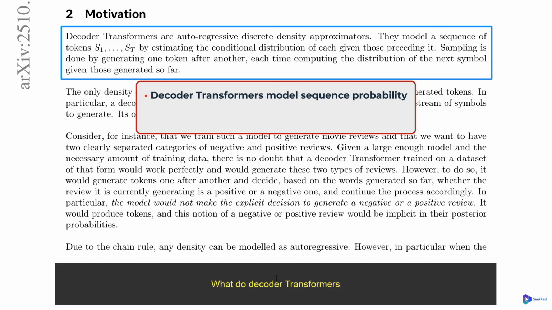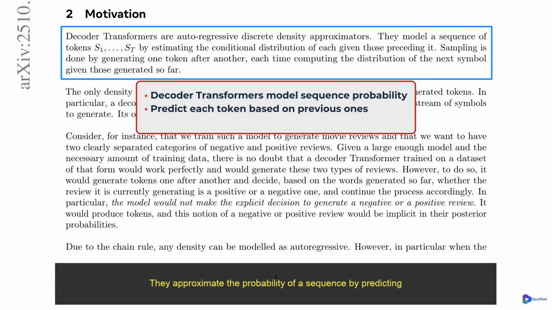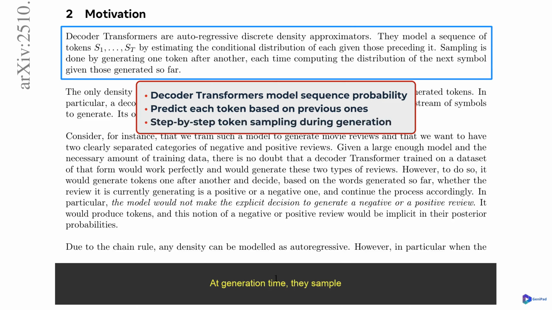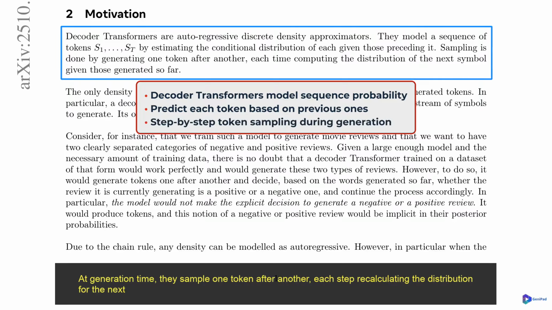What do decoder transformers really model? They approximate the probability of a sequence by predicting each token given all the previous ones. At generation time, they sample one token after another, each step recalculating the distribution for the next symbol conditioned on the history so far.